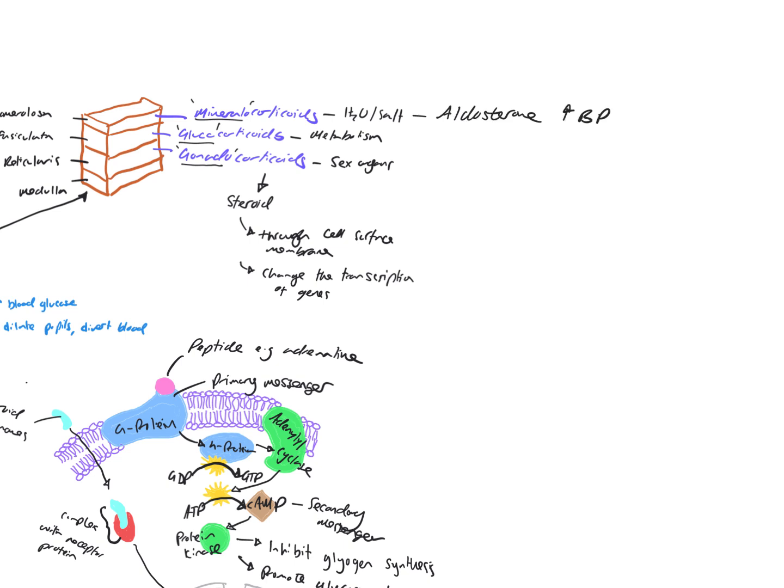Then with your glucocorticoids, you have cortisol, which regulates your metabolism and also regulates your blood pressure, and you have corticosterone, which works with your cortisol to regulate your immune response, and in particular it suppresses inflammatory reactions.